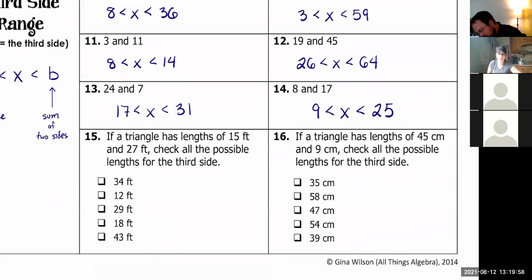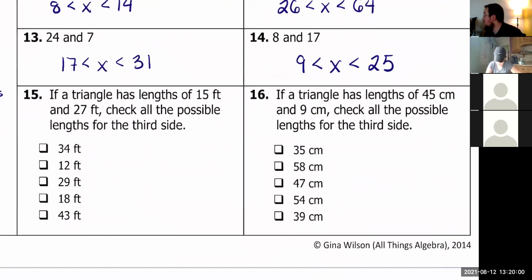Now, if you look at these last two examples, it just takes it to the next level. It says if a triangle has lengths of 15 feet and 27 feet, check all possible lengths for the third side. Well, yes, there's a list there. We could sit there and test each of them individually, but I would go ahead, let's define the range first, and then just check all the ones that is in between. So the difference between 15 and 27 is 12. The sum of those two numbers is 42. So of the values listed, which ones are between 12 and 42?